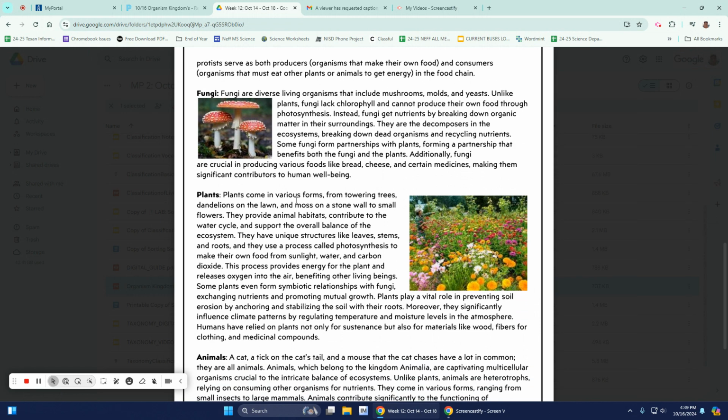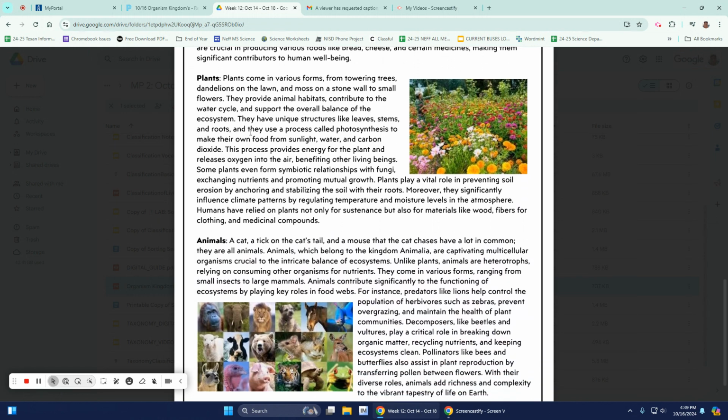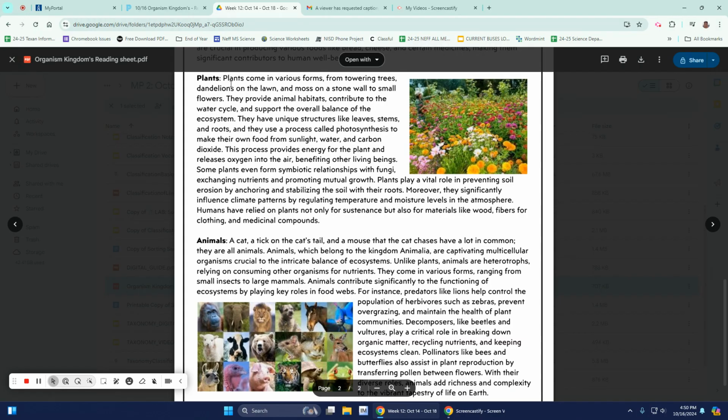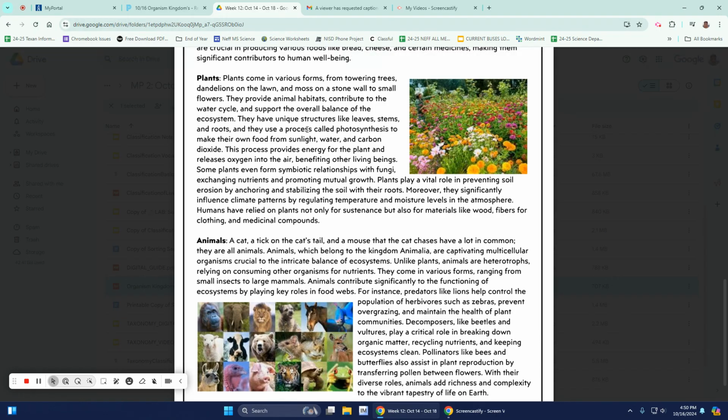All right, two of the largest ones here of the kingdoms, plants or plantae. Plants come in various forms, from towering trees, dandelions on the lawn, and moss on a stone wall to small flowers. They provide animal habitats, contribute to the water cycle, and support the overall balance of the ecosystem. They have unique structures like leaves, stems, and roots, and they use a process called photosynthesis to make their own food from sunlight, water, and carbon dioxide. This process provides energy for the plant and releases oxygen into the air, benefiting other living beings.